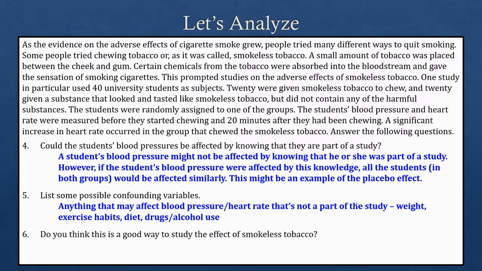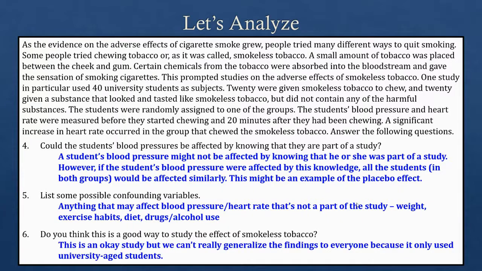And then lastly, do you think this is a good way to study the effect of smokeless tobacco? So again, before we can generalize from a sample to everybody, we want to think about whether the sample that we used accurately reflects the larger group of people. In this case, it's an okay study. They randomized, they got volunteers, they randomly assigned them, they have a treatment and control. But the problem is we can't really generalize the findings to everyone because it only used university age students.